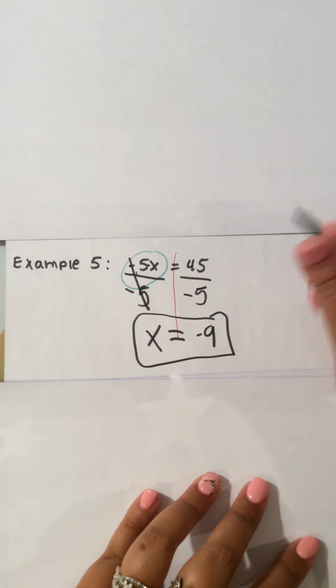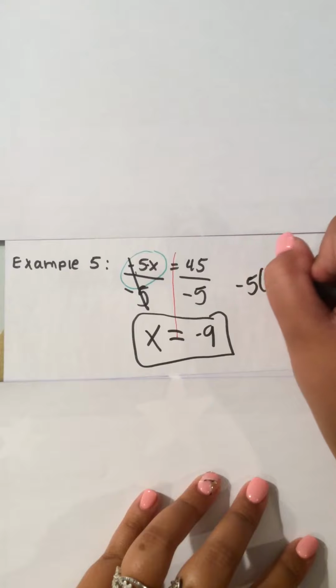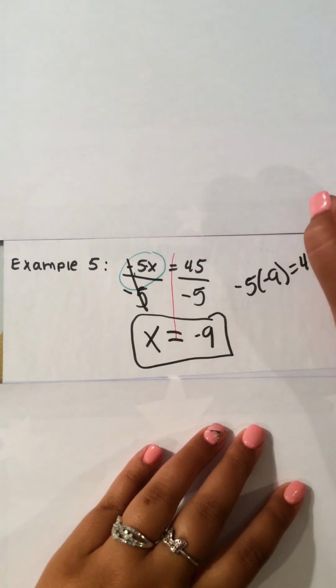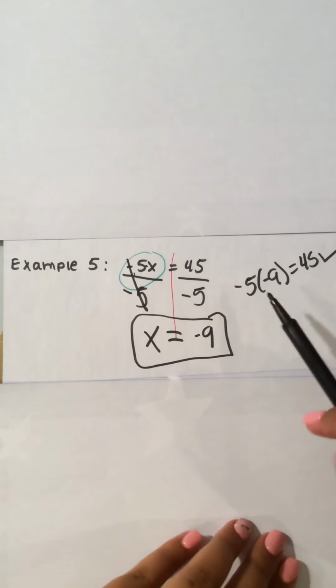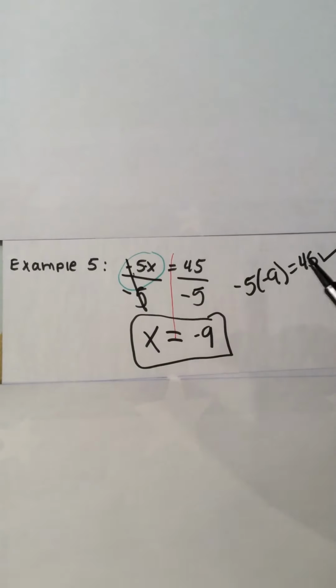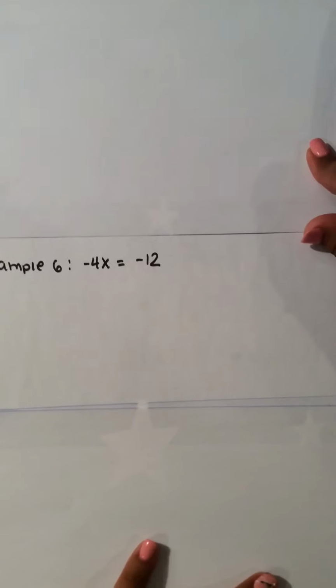X equals negative 9. You want to check it out on the side? You're more than welcome to. Negative 5 times negative 9 checks out. 45. Remember, a negative times a negative is a positive. If it was a negative times a positive, then it would still be a negative number. But a negative times a negative cancels itself out and becomes a positive.